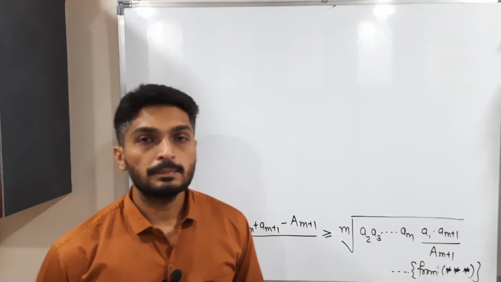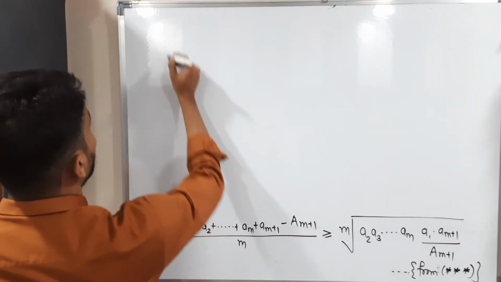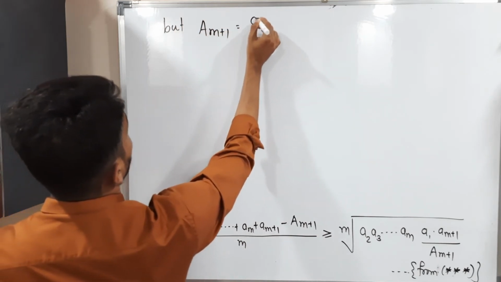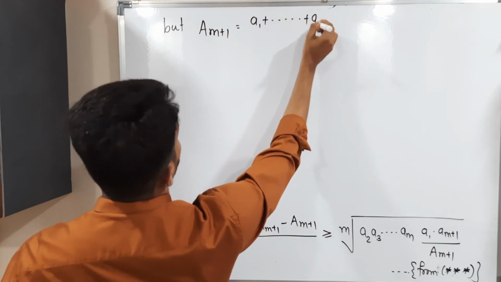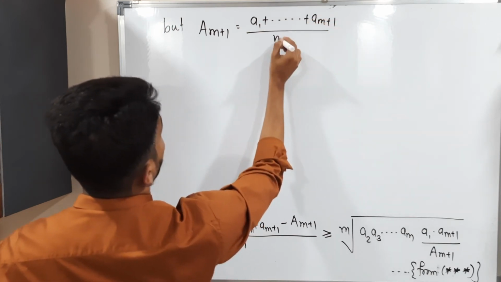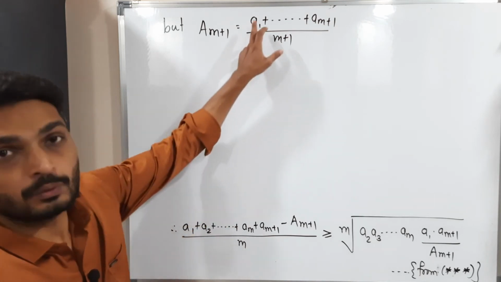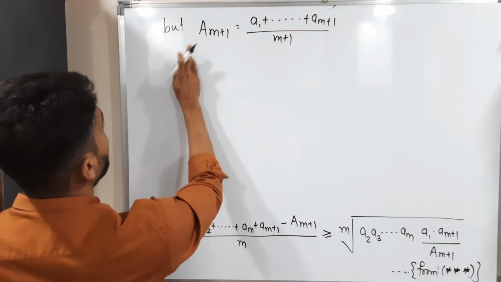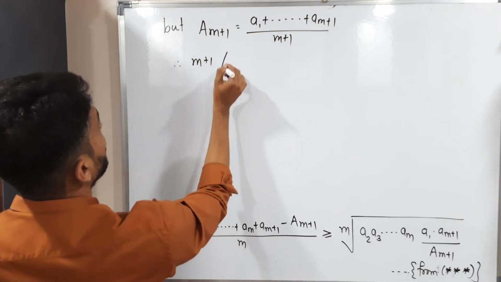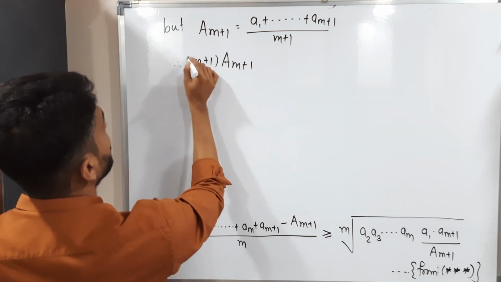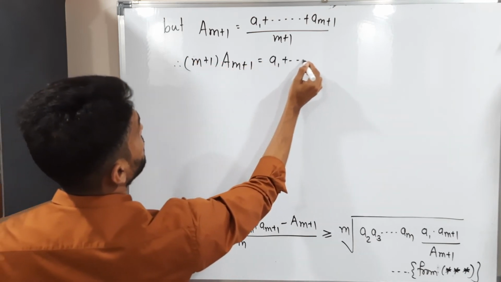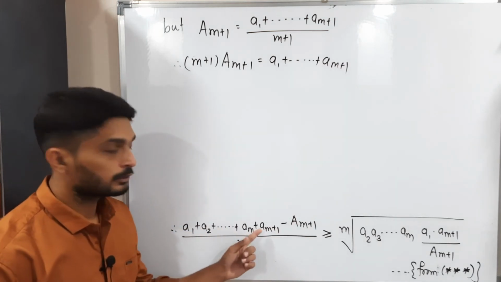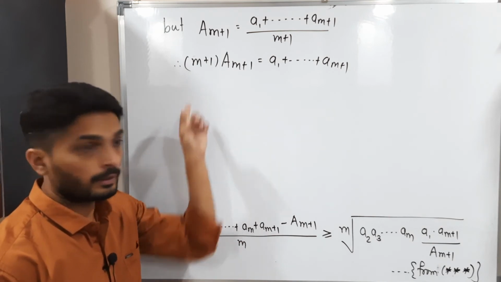See, but you remember the formula of am plus 1, that means the arithmetic mean of the first m plus 1 real numbers, divided by m plus 1. So therefore if I shift m plus 1 to this side, am plus 1 is equal to a1 plus and so on to am plus 1. See, same thing we have got here, a1, a2 plus and so on to am plus 1. Which value is this value? I am going to put it here.